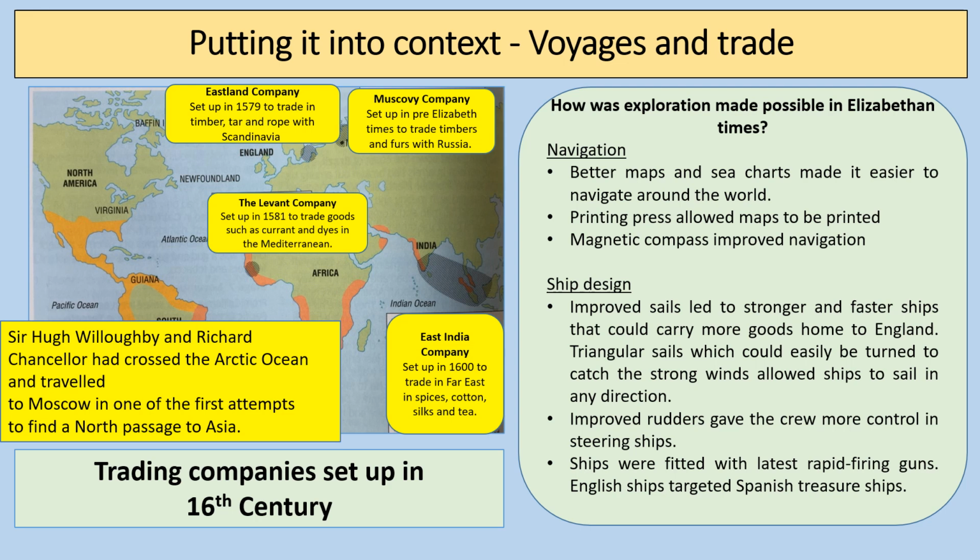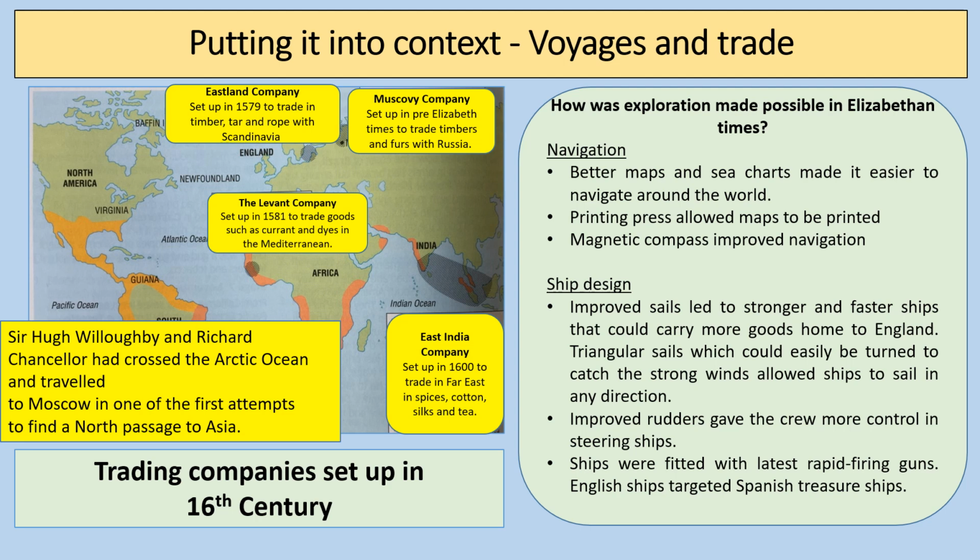So just putting it into context in terms of voyages and trade, exploration was made possible in Elizabethan times because of better maps and sea charts, which made it easier to navigate around the world. The printing press allowed maps to be printed, and the magnetic compass improved navigation. In terms of ship design, improved sails led to stronger and faster ships that could carry more goods home to England. Triangular sails, which could easily be turned to catch the strong winds, allowed ships to sail in any direction. Improved rudders gave the crew more control in steering ships. Ships were fitted with the latest rapid-firing guns, and English ships targeted Spanish treasure ships.